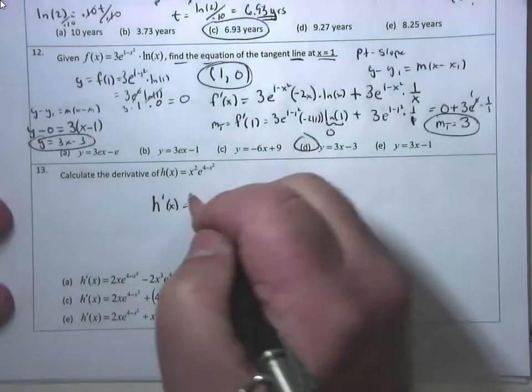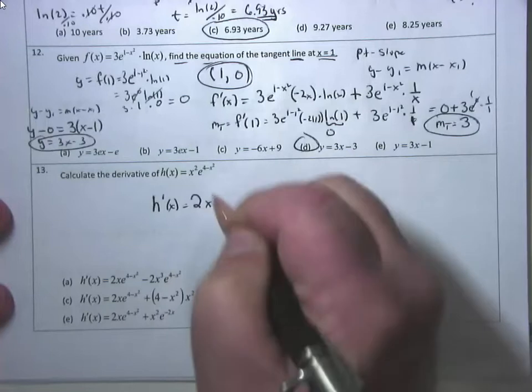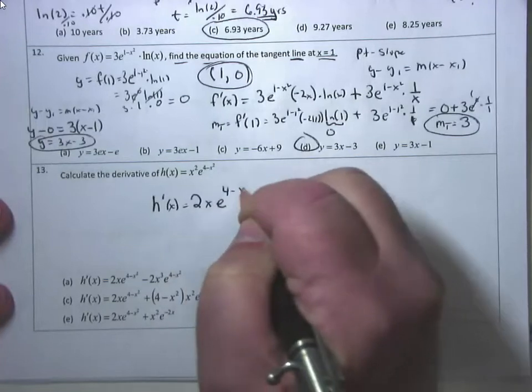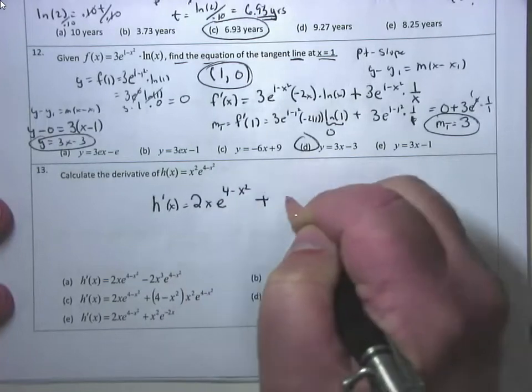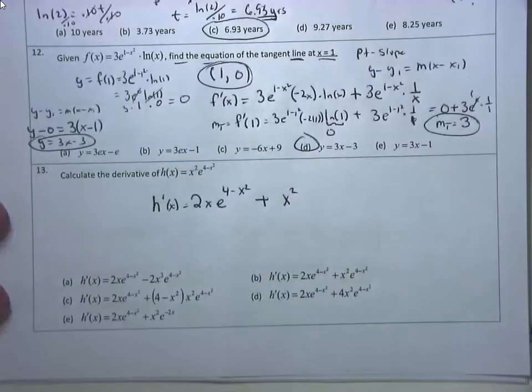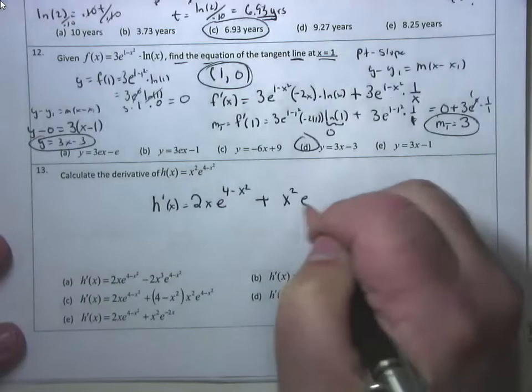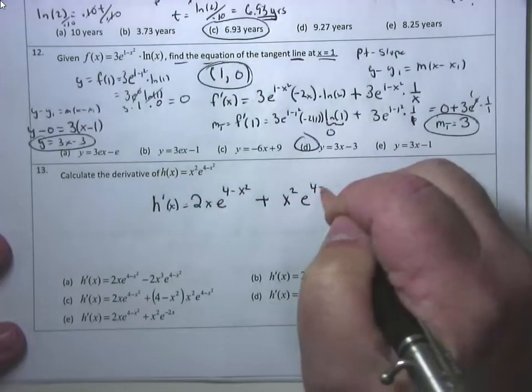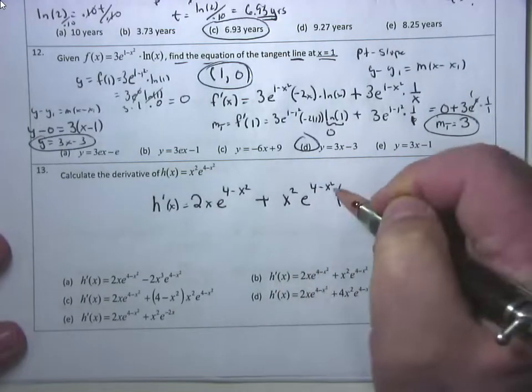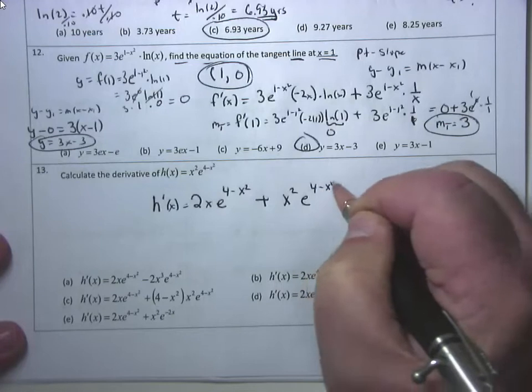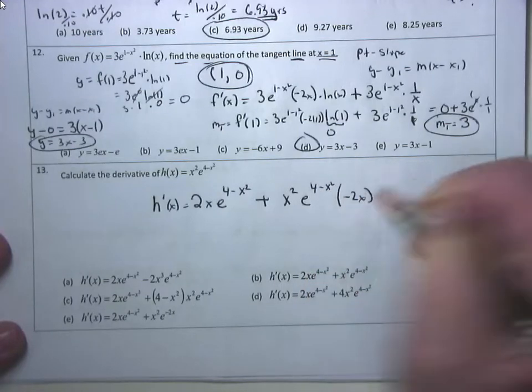Derivative of x squared is 2x. Draw the first times the second, e to the 4 minus x squared, plus the first, x squared, times draw the second. Derivative of e to the x is e to the x, but e to a function is e to the function, e to the 4 minus x squared, times the derivative of the exponent. Derivative of 4 is 0, derivative of minus x squared is minus 2x.